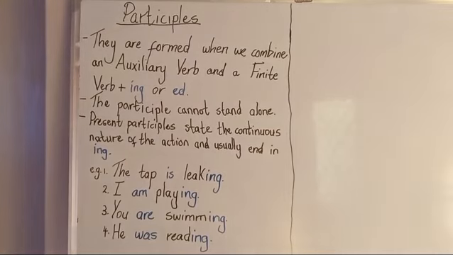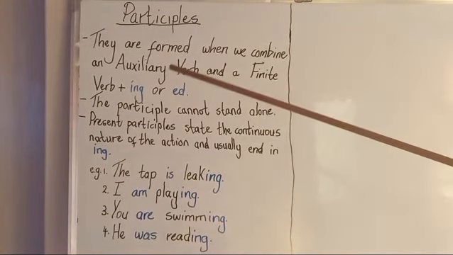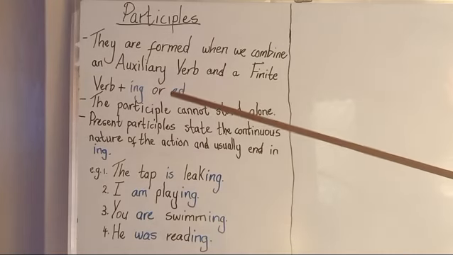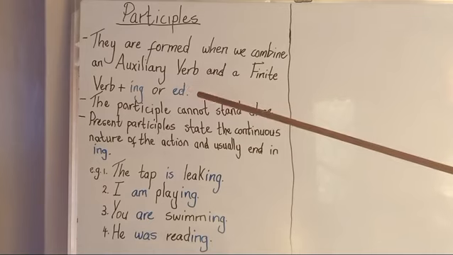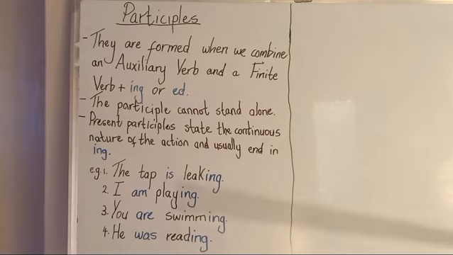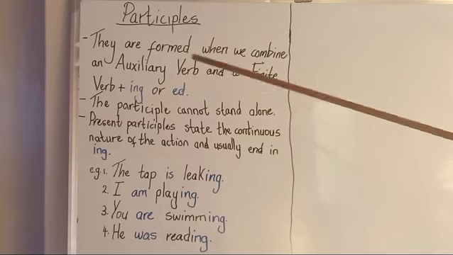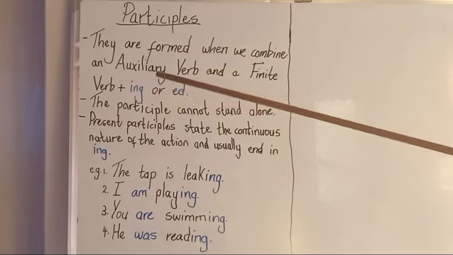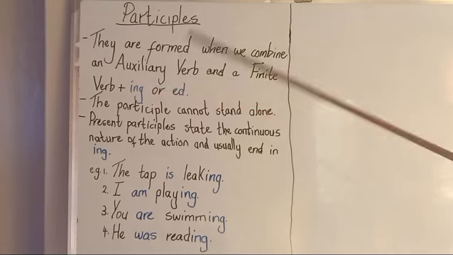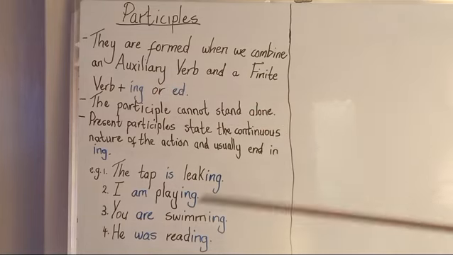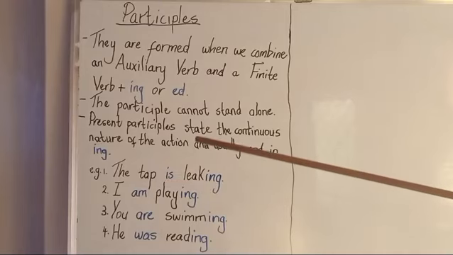Today we are learning about participles. They are formed when we combine an auxiliary verb and a finite verb plus ing or ed. So they are formed when we combine an auxiliary verb with a finite verb, and then the finite verb must have ing at the end. The participle cannot stand alone.